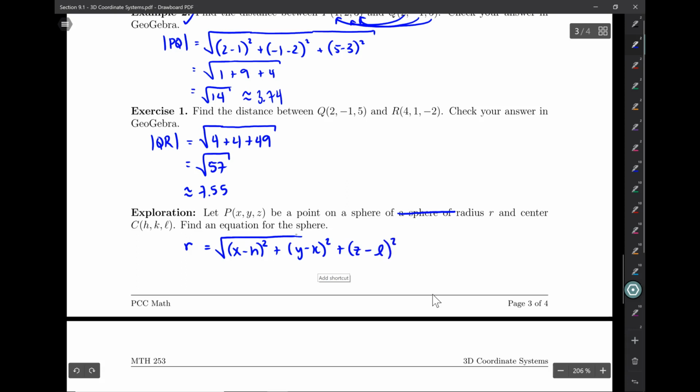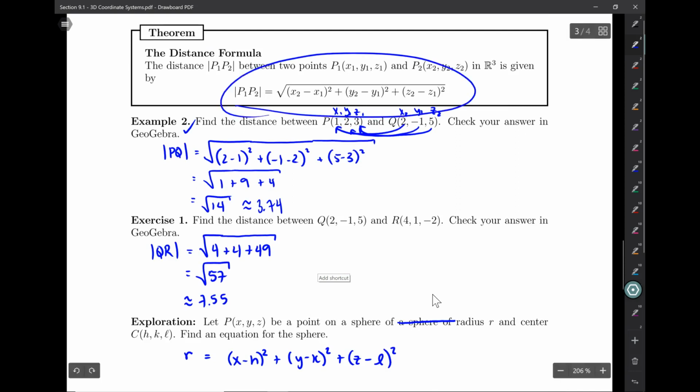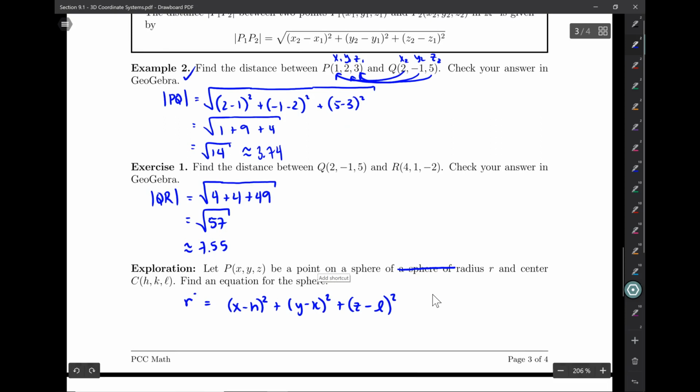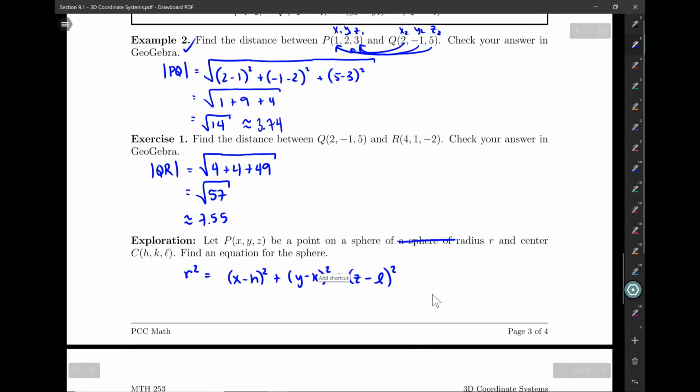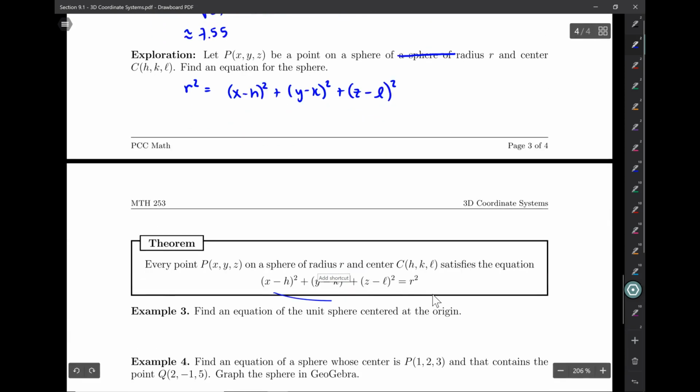Now actually most of the time we don't represent this with a square root, because if I did, I would need to do both the positive and the negative. When we talk about distance between 2 points, that's always going to be a positive number. But in this case, I'm just going to do r squared equals x minus h squared plus y minus k squared plus z minus l squared, which notice gets us our point right here.